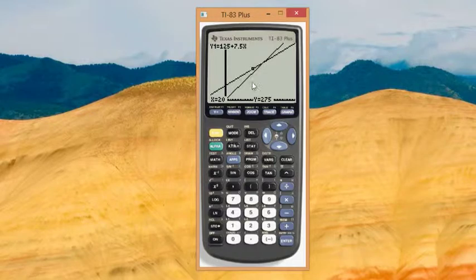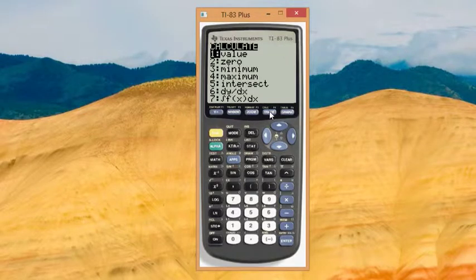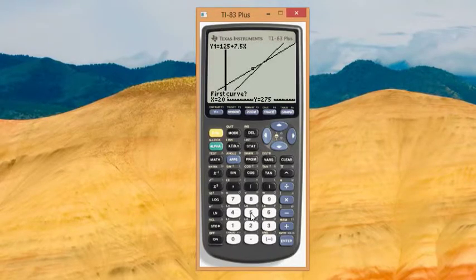So the top line right here is the cost, how much it costs to purchase N number of shirts. And then the bottom line is revenue. As they're selling more shirts, more money is coming in, right? Let's talk about this intersection point right here. Okay, so to find that intersection point, we go second, trace. Number 5 says intersect, so we're going to press 5. And then enter, enter, enter. We'll find that intersection point.